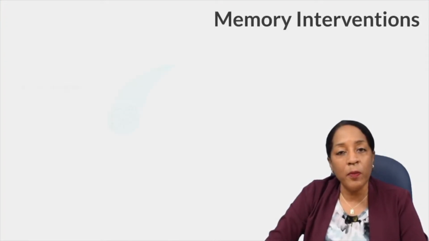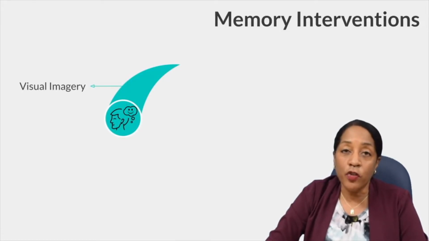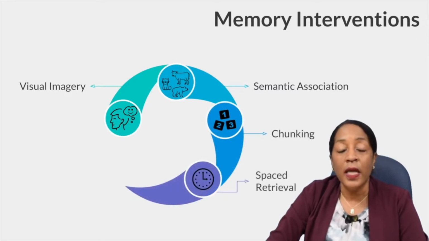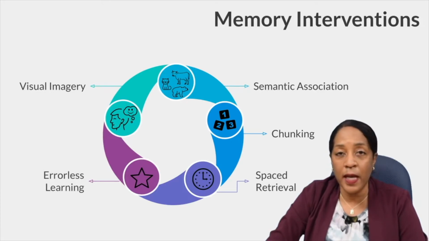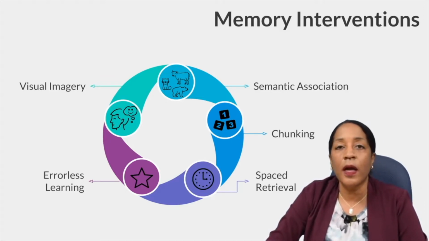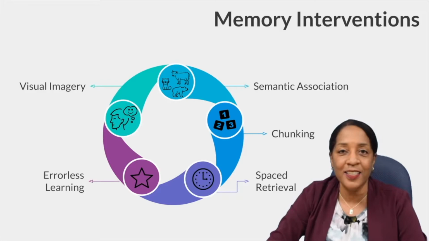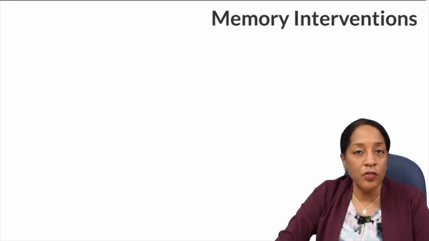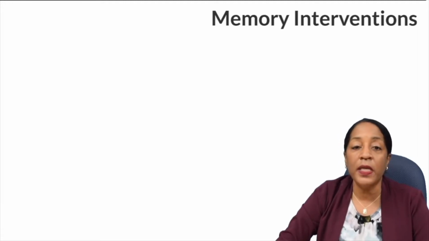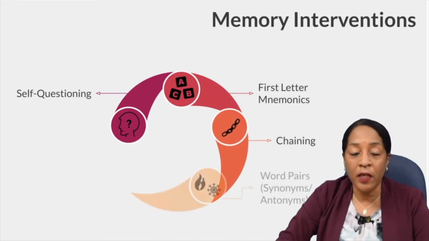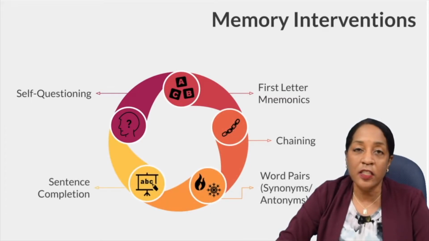So some important memory interventions are visual imagery, semantic association, chunking, spaced retrieval, and errorless learning. Those are all evidence-based practices that you can use to help patients. The patients that we're talking about have mild cognitive impairment. These interventions can also be helpful for patients who have major cognitive impairment but who are in the beginning stages of that. Additional intervention strategies to the ones that I just mentioned would be self-questioning, first letter mnemonics, chaining, word pairs, including synonyms and antonyms, and sentence completion tasks.